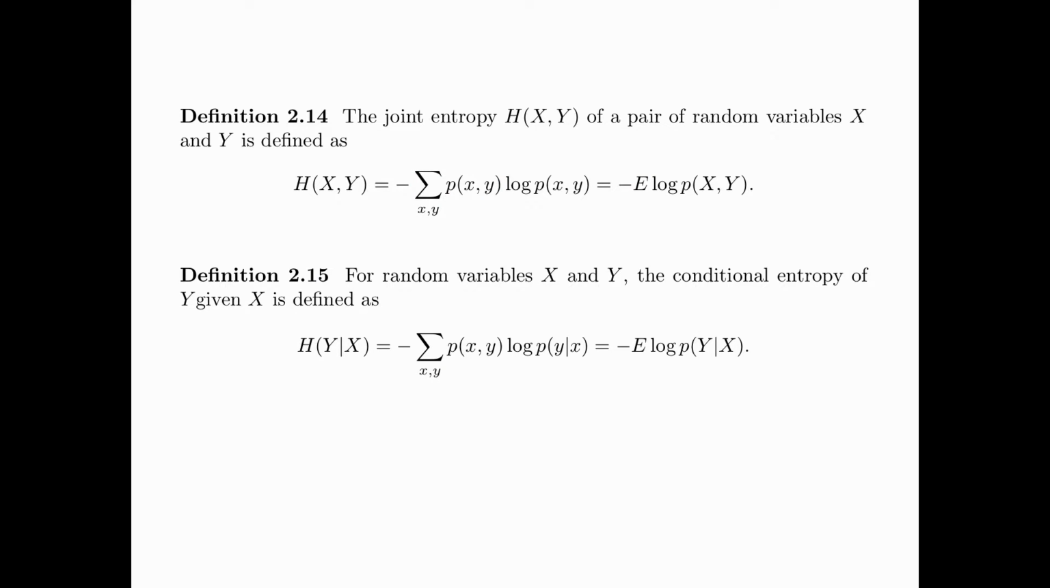The next definition says that for random variables X and Y, the conditional entropy of Y given X is defined as H(Y|X) equals minus summation over x, y of p(x,y) log p(y|x), which can be written as minus expectation of log p(Y|X). Now note that when we cover up the conditioning on X, this reduces to the usual definition for the entropy of Y. Namely, H(Y) is equal to minus expectation of log p(Y).